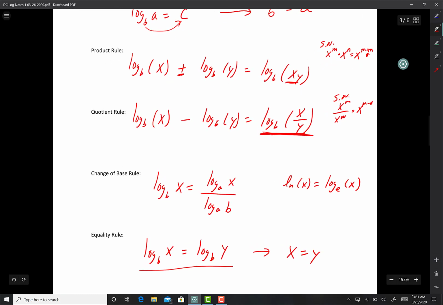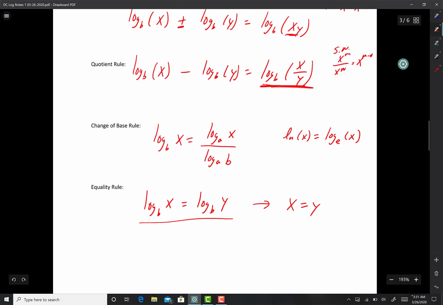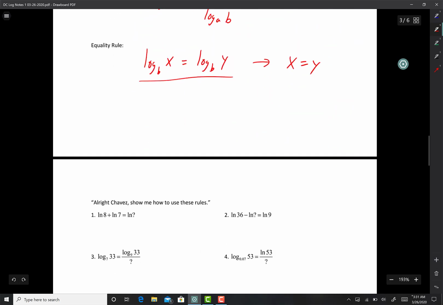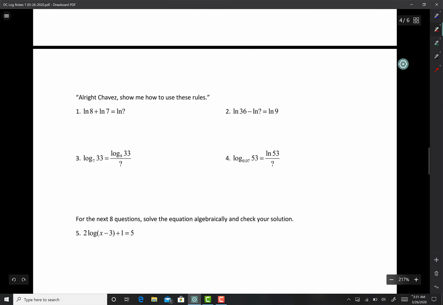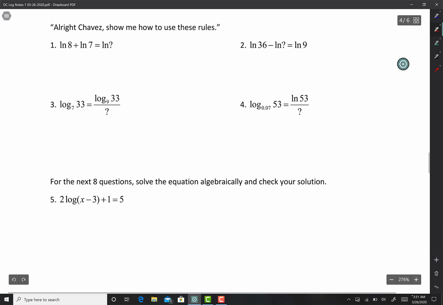So this is not a proof, guys. This is just flat out telling you what the properties are. So it's not what I would consider a true lesson. Hopefully your previous algebra teachers have told you how to do those or have shown you a little proof of that. All right, so here we go.